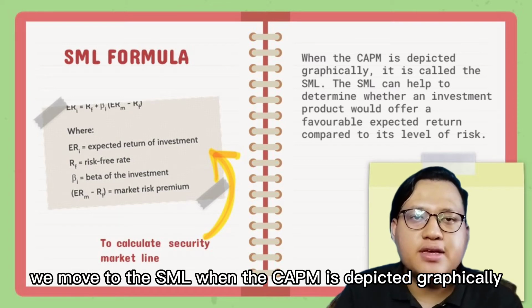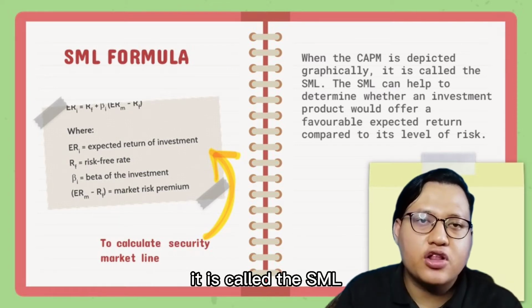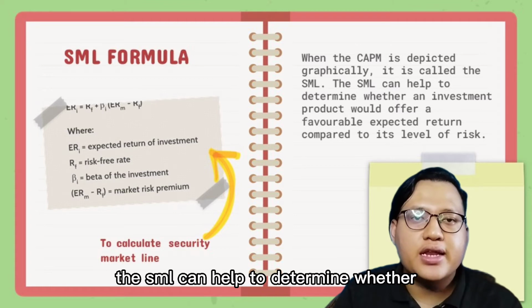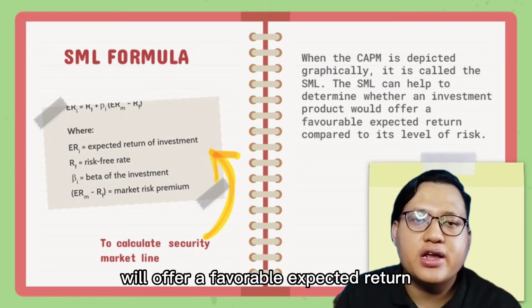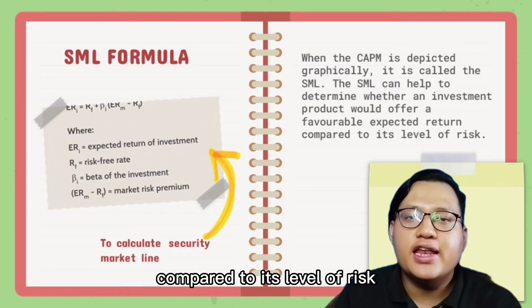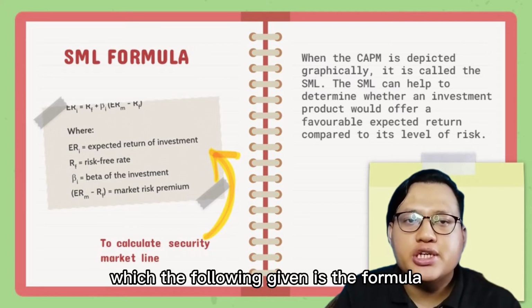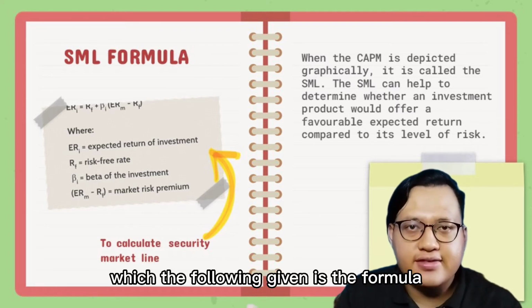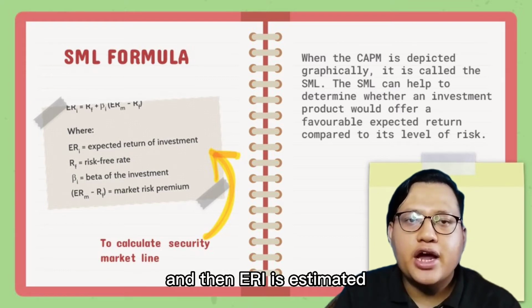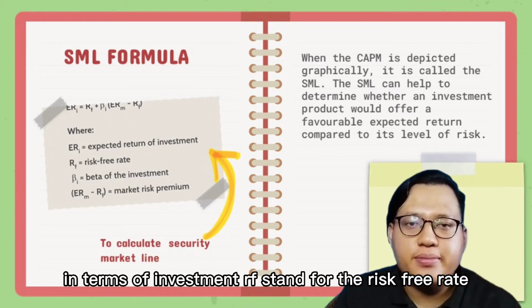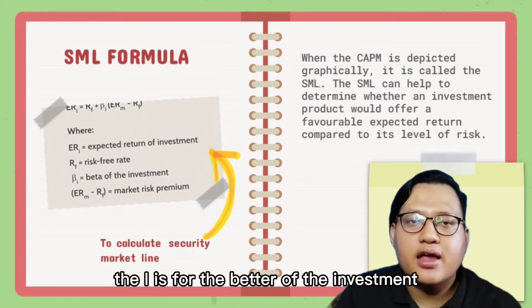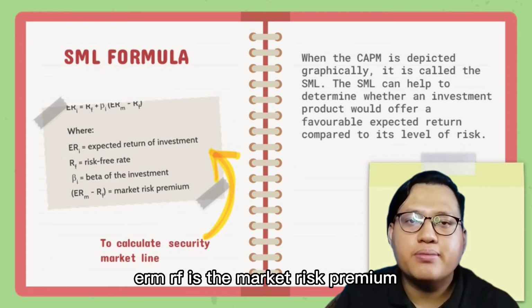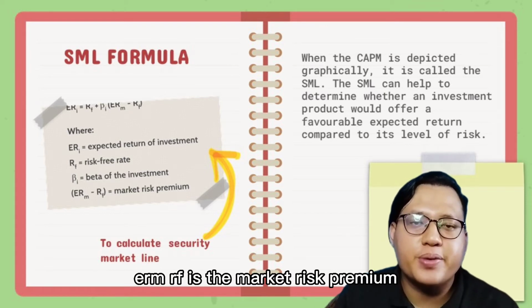So next, we move to the SML. When the CAPM is depicted graphically, it is called the SML. The SML can help to determine whether an investment product will offer a favorable expected return compared to its level of risk, where the following is the formula. ERI is the expected return of the investment, RF stands for the risk-free rate, BI is the beta of the investment, and ERM minus RF is the market risk premium.